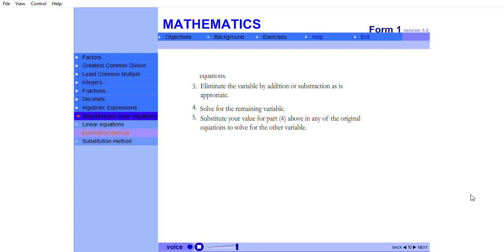When solving simultaneous equations by elimination method: 1. Decide which variable to eliminate. 2. Make the coefficient of the variable the same in both equations. 3. Eliminate the variable by addition or subtraction as is appropriate. 4. Solve for the remaining variable. And 5. Substitute your value from part 4 above in any of the original equations to solve for the other variable.